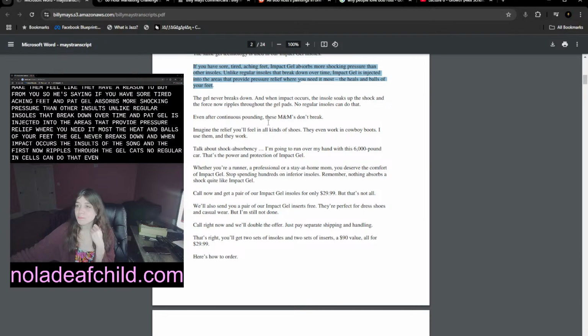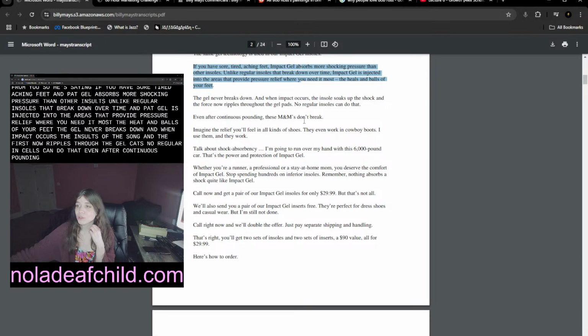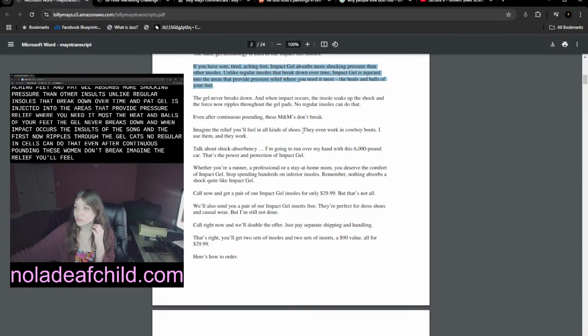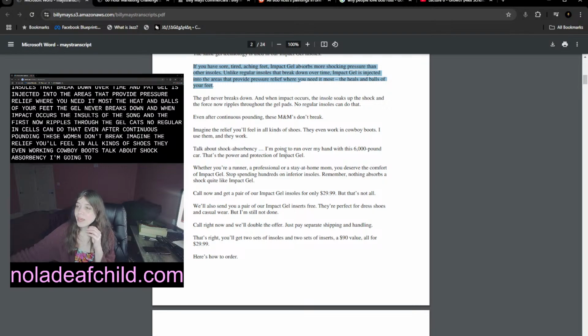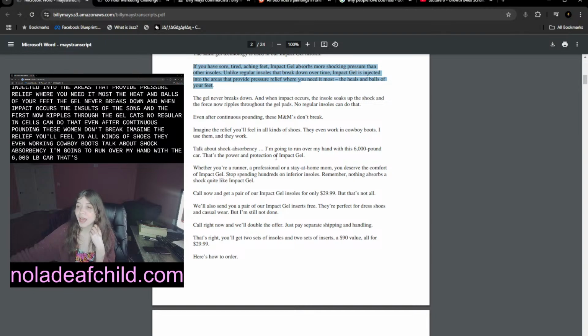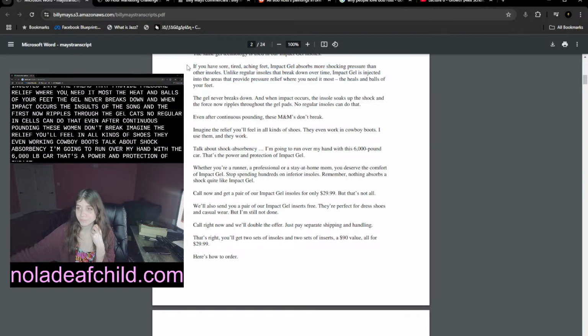Even after continuous pounding, these M&Ms don't break. Imagine the relief you'll feel in all kinds of shoes. They even work in cowboy boots. I use them and they work. Talk about shock absorbency. I'm going to run over my hand with this 6,000-pound car. That's the power and protection of Impact Gel.